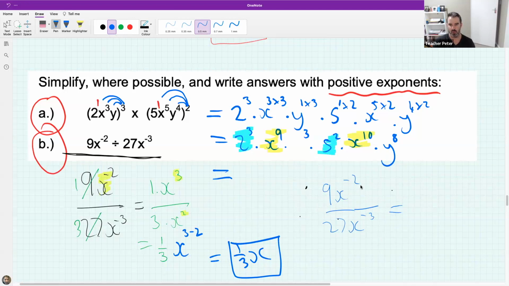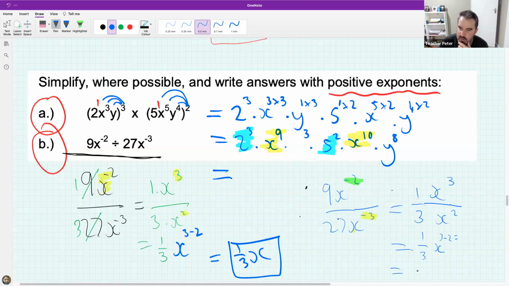I first simplified. Then I said 9 can go into 27, so it's 1/3. Then I changed the exponents, and the x to the power -2 goes below, then x to the power -3 goes above. Aha. So you did that? Yes, sir. Okay, and then? Then I saw that the bases are the same, so I said x is to the power of 3 minus 2. Then I got 1 over 3x.